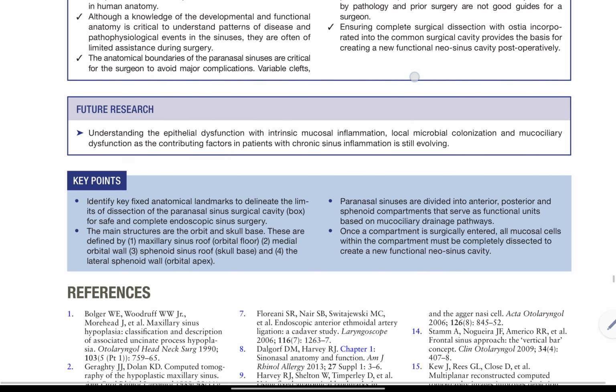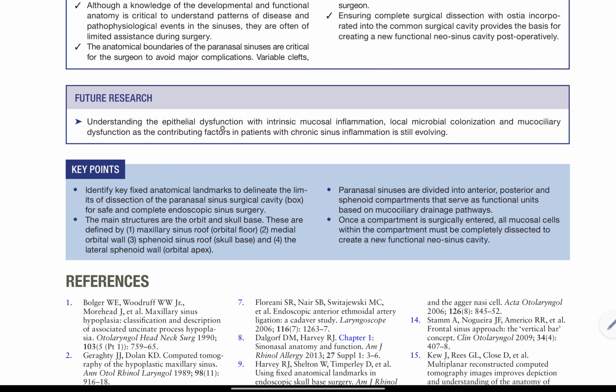Future research. Understanding the epithelial dysfunction with intrinsic mucosal inflammation, local microbial colonization, and mucociliary dysfunction as the contributing factors in patients with chronic sinus inflammation is evolving. Key points. Identify key fixed anatomical landmarks to delineate the limits of dissection of the paranasal sinus surgical cavity for safe and complete endoscopic sinus surgery.